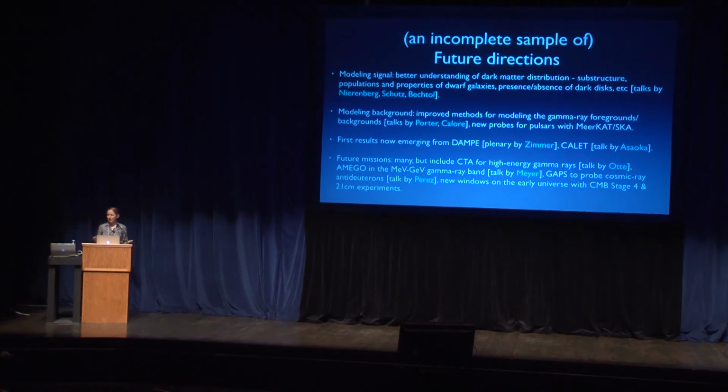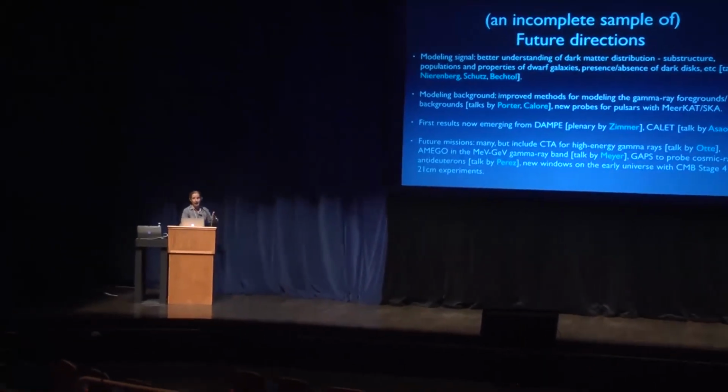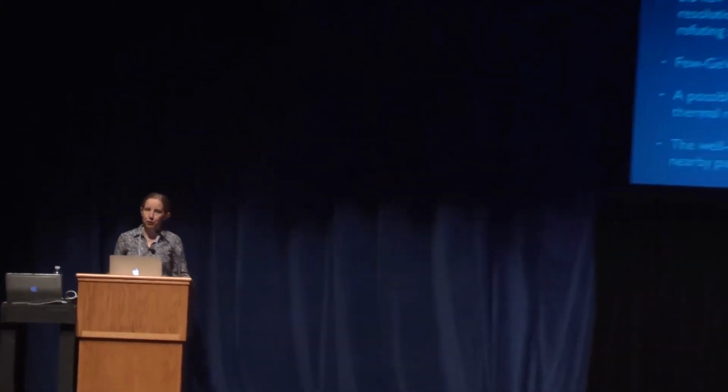I cannot possibly list all the future missions that might shed light on dark matter, but here's a set of examples. The CTA will probe the high-energy gamma ray band, will improve on HESS and VERITAS, and e-ASTROGAM could potentially get into that MeV to GeV range that I told you was quite hard to constrain. GAPS will probe cosmic ray antideuterons. CMB Stage 4 and 21 centimeter experiments could open a whole new window on the early universe. Since I'm at like minus 30 seconds, I will just leave my summary slide up there, and thank you all very much for listening.